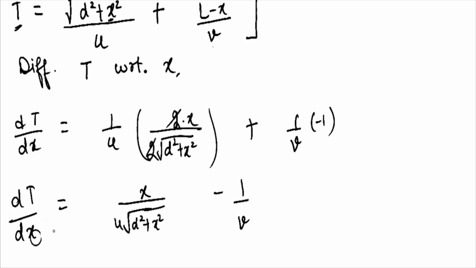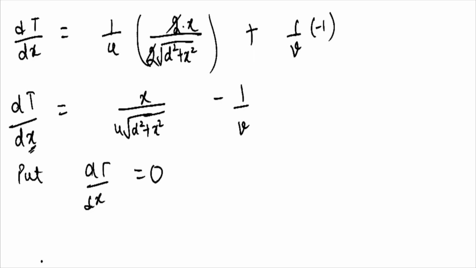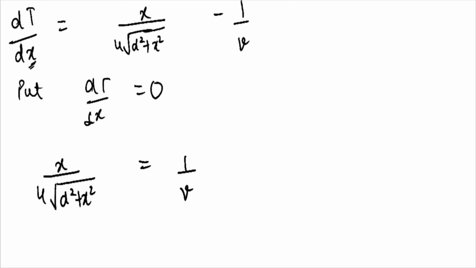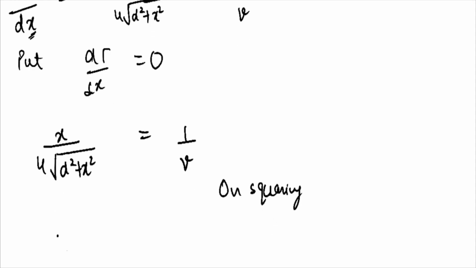Now to find the minimum point of x, we have to put dt by dx equal to 0. So let us take it equal to 0. What will it give? This will be x divided by u under root d square plus x square, and minus 1 by v will come to the right hand side. Let us square both the sides. On squaring both sides, this will give x square in the numerator divided by u square, and this will be d square plus x square. The under root will cancel, and this will be 1 by v square.